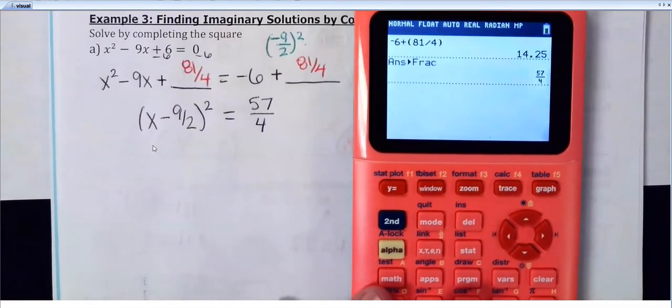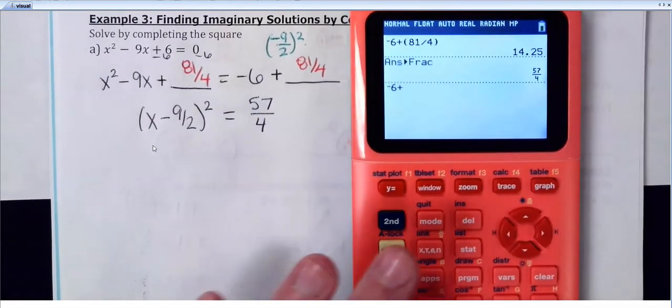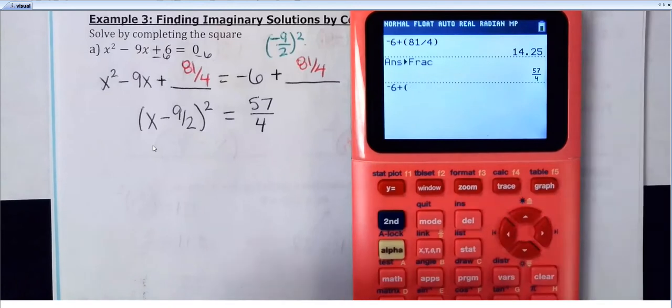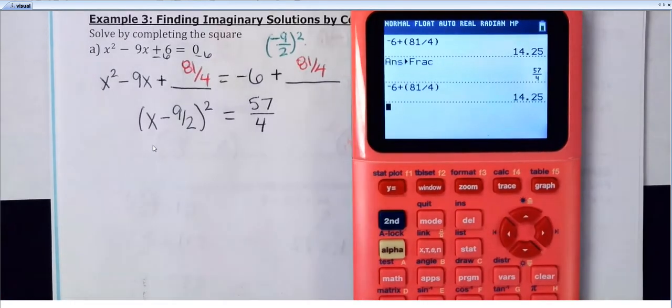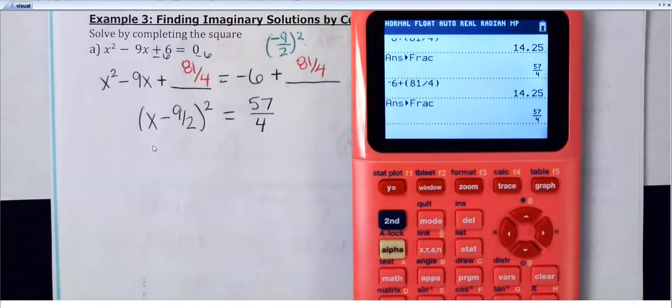So I just did negative 6. I put my fraction in parentheses. The parenthesis keys are right above the 8 and 9. Did 81, division key 4, close my parentheses. You have to hit enter, and then you just do math, enter, enter, and that will convert it to a fraction in lowest terms for you.